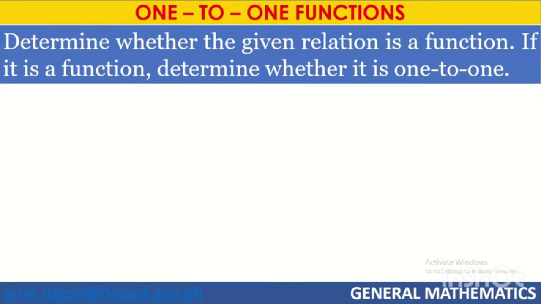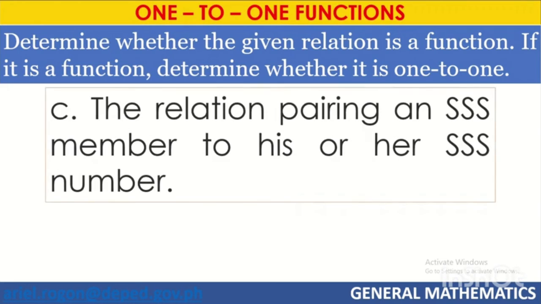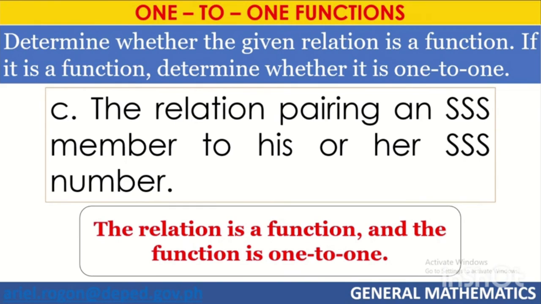So determine whether the given relation is a function. So if it is a function, determine if it is one-to-one. So example, the relation pairing of an SSS member to his or her SSS number. So the relation is a function and also it is one-to-one function. Kasi lahat ng member ng SSS, yun lang talaga yung number nila. So this is a function and this is also a one-to-one function.